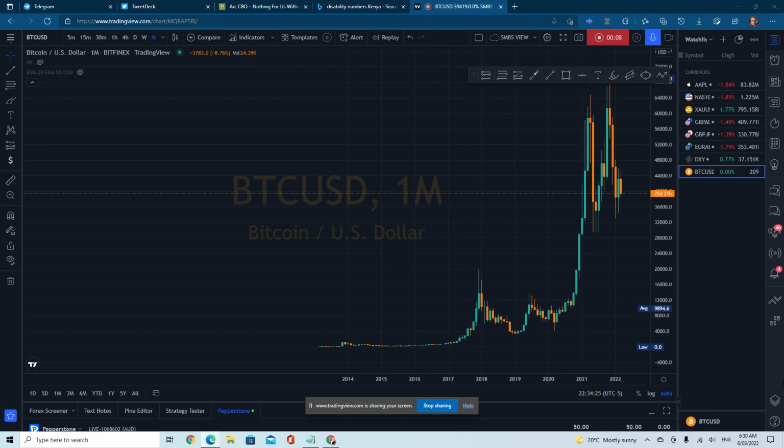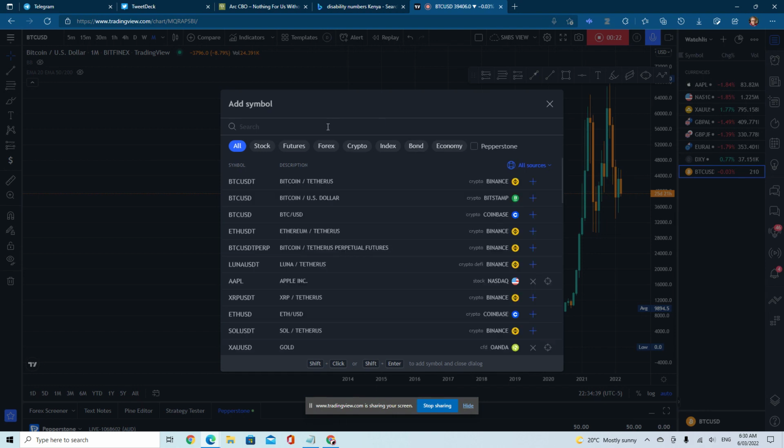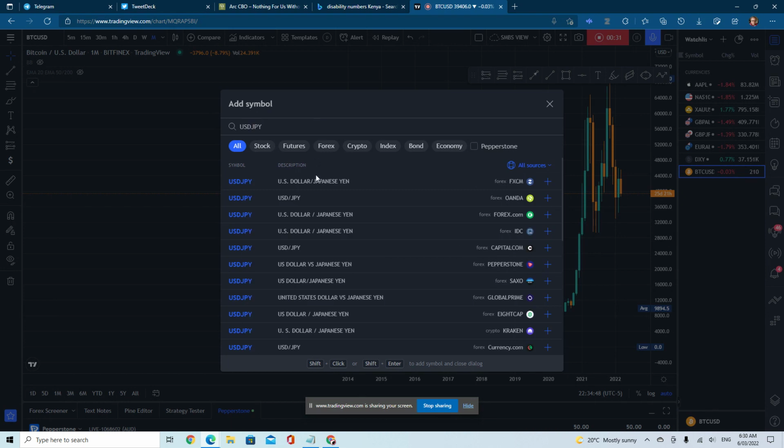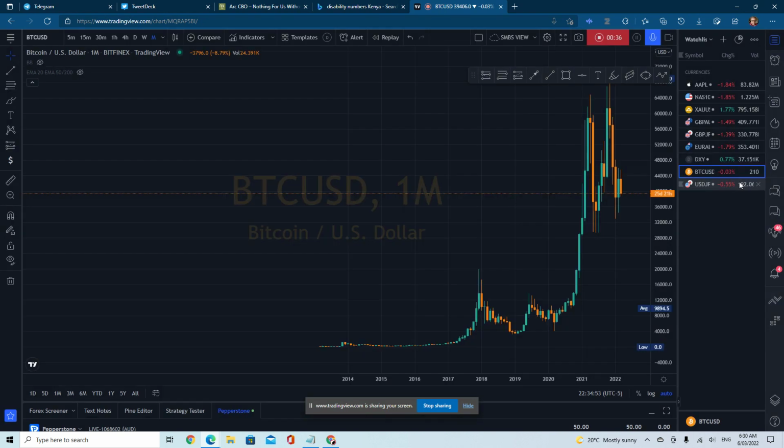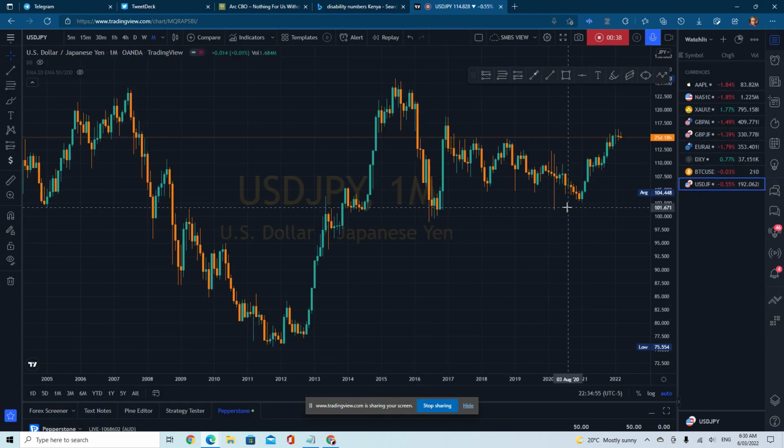Somebody asked me to discuss or try to illustrate how I identify liquidity in the market. So I'm just going to do a very quick video. I'll bring up a pair, maybe USD JPY. There you go. So this is USD JPY.